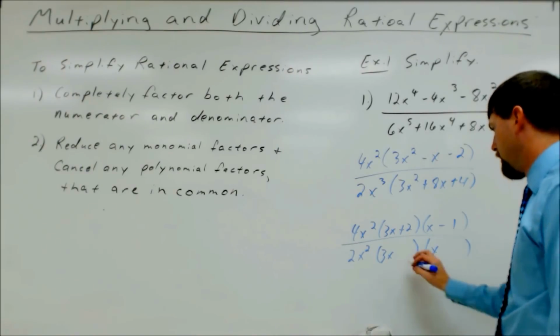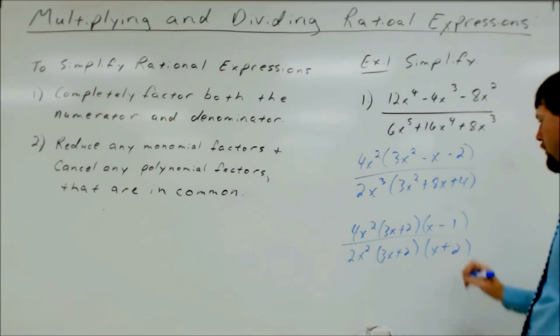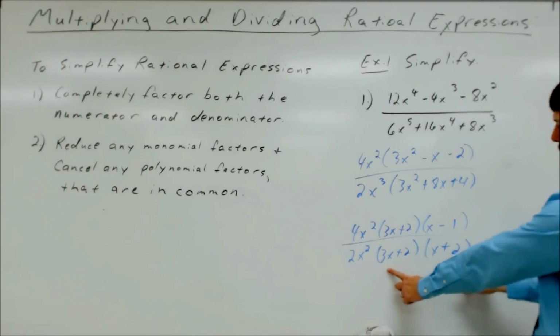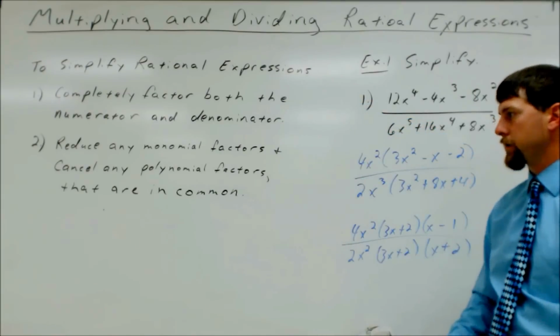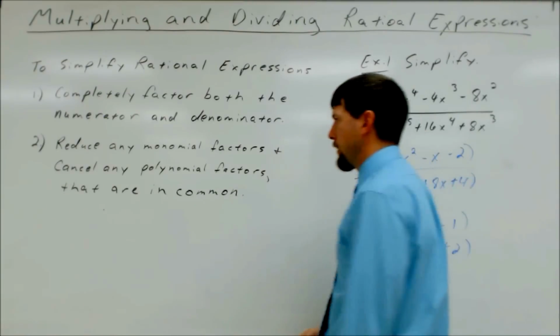Let's try 2 and 2. 2x plus 6x gives us the 8x we need for the middle. So now that we've completely factored it, let's do the actual reducing here.